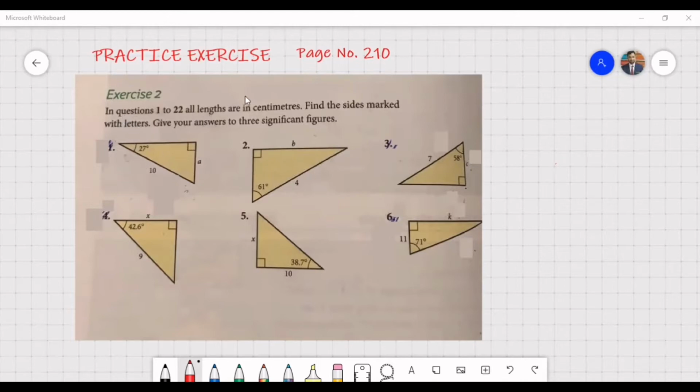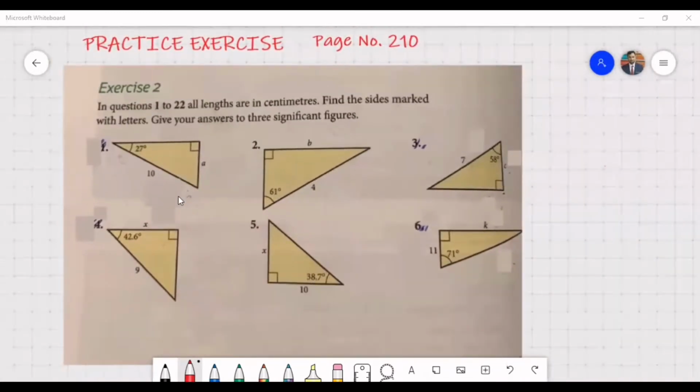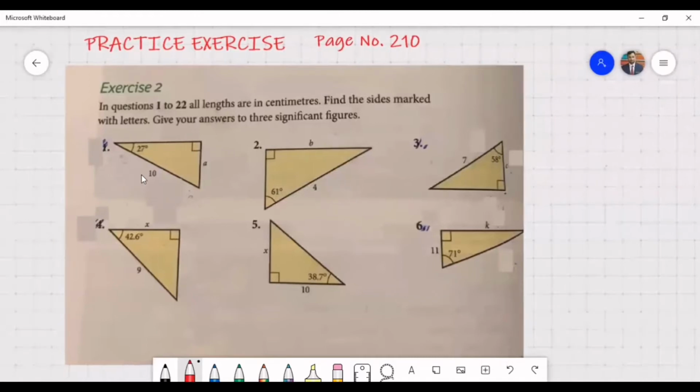In questions 1 to 22, all lines are in centimeters. Find the sides marked with the letters. Give your answer to 3 significant figures. So look here, 3 significant figures means up to 3 significant figures. The answer must be given to 3 significant figures, okay?